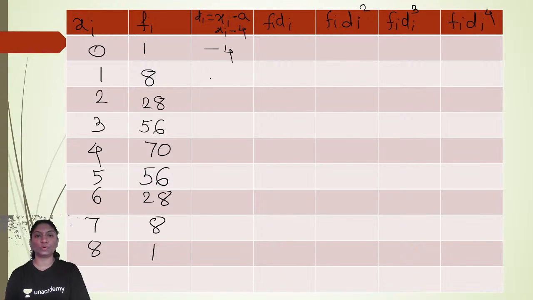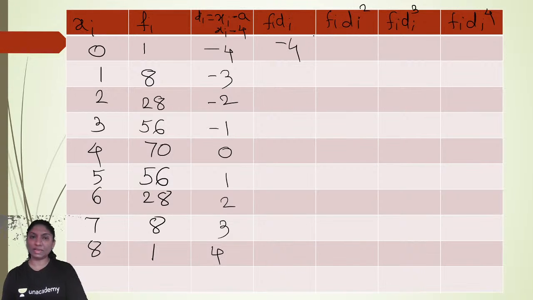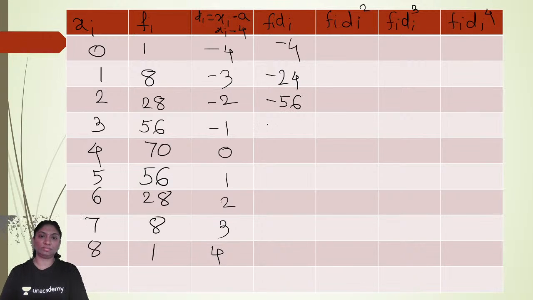So 0 minus 4, minus 4. 1 minus 4, minus 3. 2 minus 4, minus 2. 3 minus 4, minus 1. 4 minus 4, 0, 1, 2, 3, 4. Fi into di. So minus 4 times... we can calculate here. Minus 24, minus 56, minus 56, 0, 56, 56, 24, and 4.